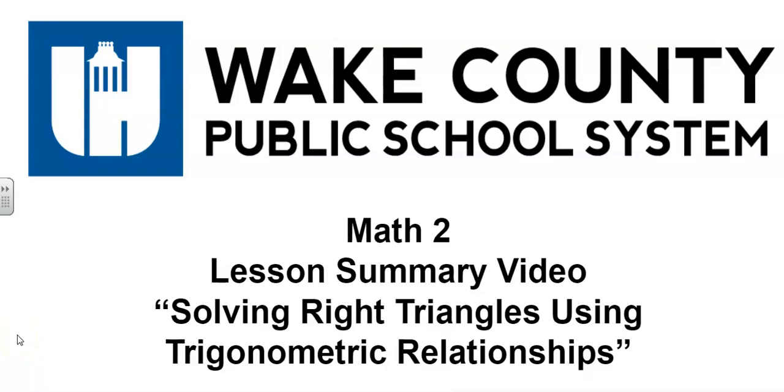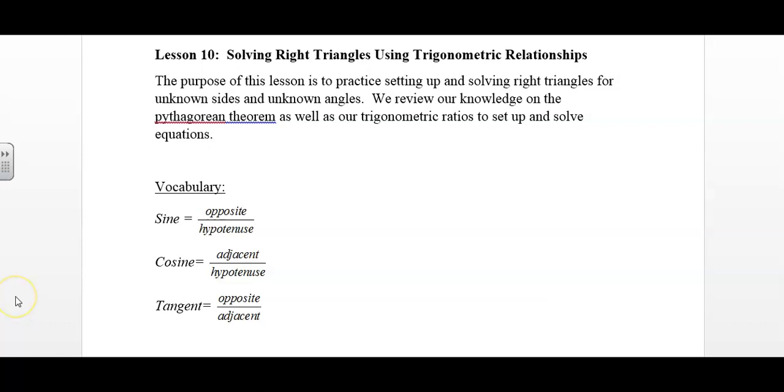This is the Math 2 lesson summary video for the lesson entitled Solving Right Triangles Using Trigonometric Relationships. The purpose of Lesson 10 in Unit 7 is to practice setting up and solving right triangles for unknown sides and unknown angles. We review our knowledge of the Pythagorean theorem as well as our trigonometric ratios to set up and solve equations.